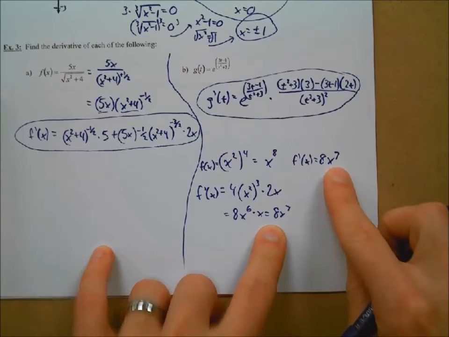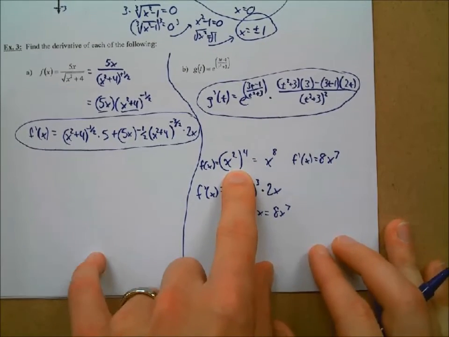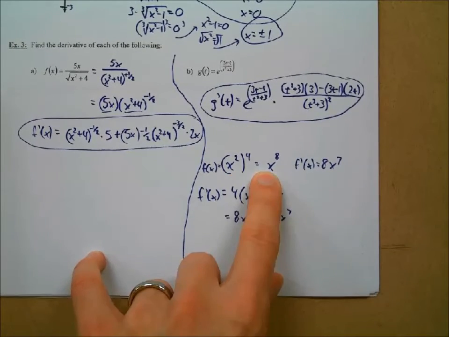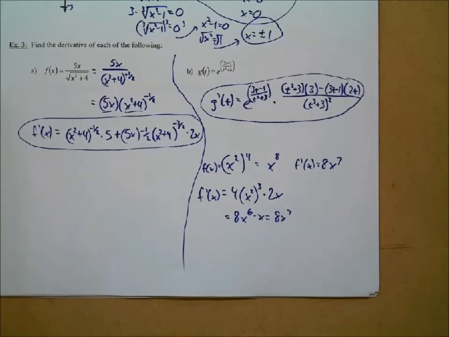So if you look at this and you use the chain rule, that's fine. Do it. Do you need to? No. You could have made it x to the 8th and then taken the derivative. But if you want to use the chain rule there, feel free. It does work.